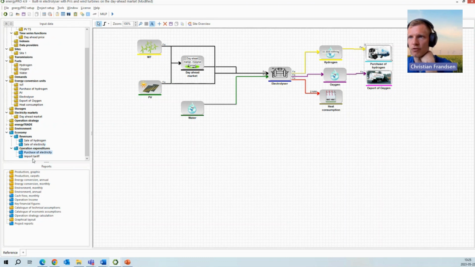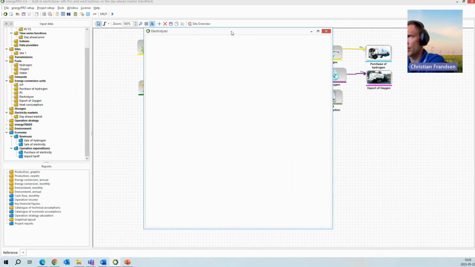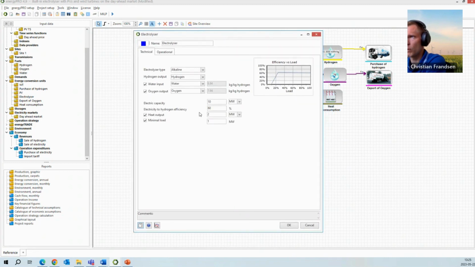We can also purchase electricity, and there's an import tariff, which makes the import of electricity, we are paying more for the electricity than we are receiving when selling it. So this new electrolyzer unit, when I open this one up, you'll see a window like this, where we have first the option of selecting between two different types of electrolyzers, the alkaline and the PEM.